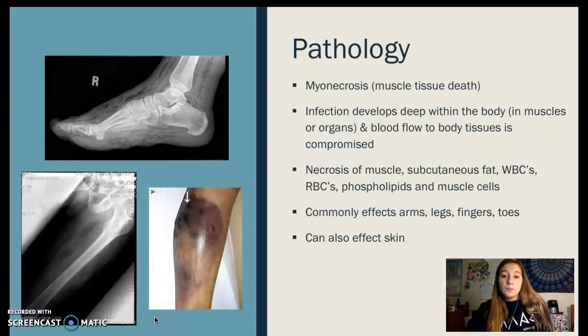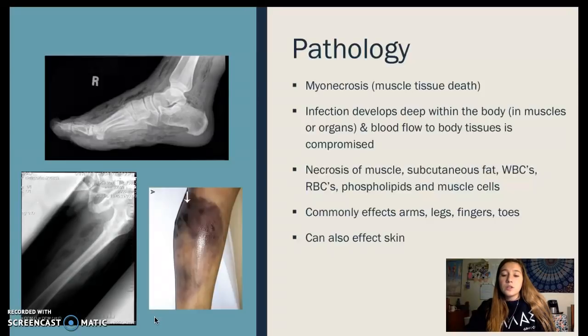So pathology, like I said, myonecrosis, so muscle tissue death is what that basically means, and that's the main thing that occurs when gas gangrene is contracted. So infection develops deep within the body, in the muscles or the organs, and blood flow to body tissues is compromised. This causes the necrosis of muscle and subcutaneous fat. It renders white blood cells and red blood cells helpless, not allowing them to do their job. Phospholipids in muscle cells are also not able to function properly.